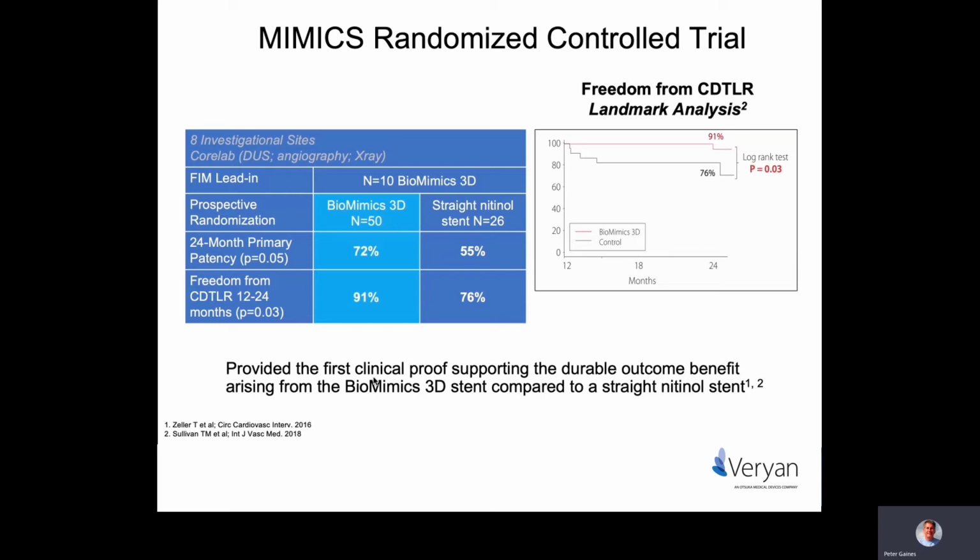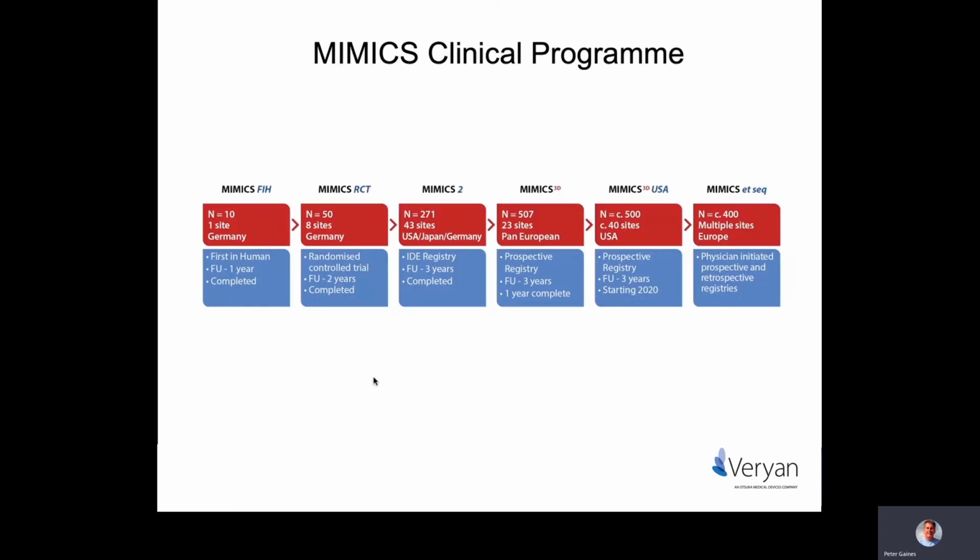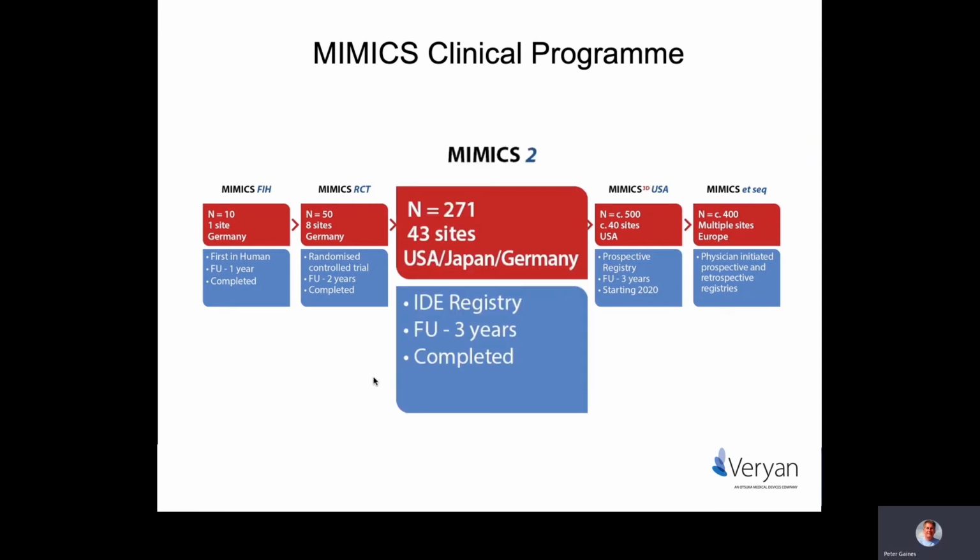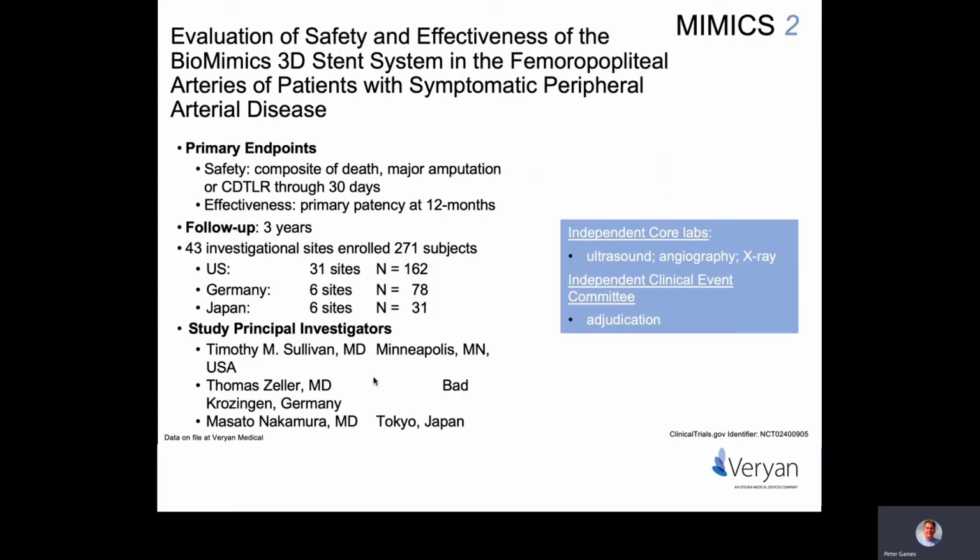The continuation of the MIMICS clinical program led to the development of the MIMICS-2 study, whose data I'll present next. The company have extended their clinical program out to a registry within Europe and one intended to start soon within the USA. So far, over 1,750 patients have received the stent within the clinical program. The MIMICS-2 study evaluated the safety and effectiveness of the BiMimics-3D stent system in the femoral popliteal artery of patients with symptomatic peripheral artery disease.